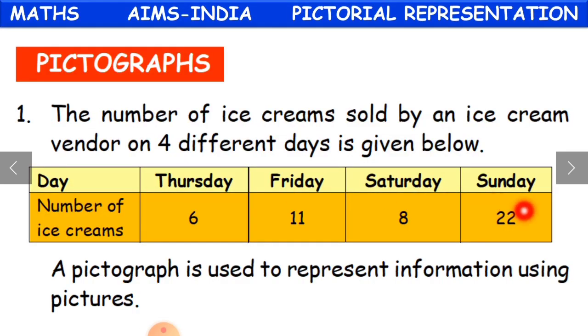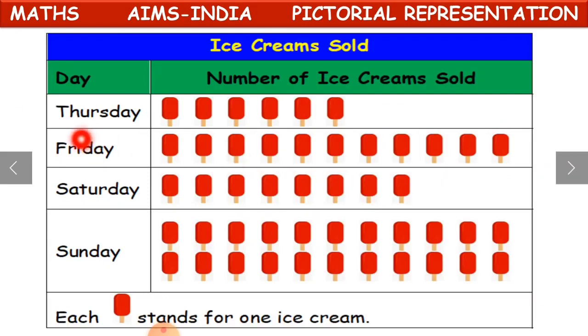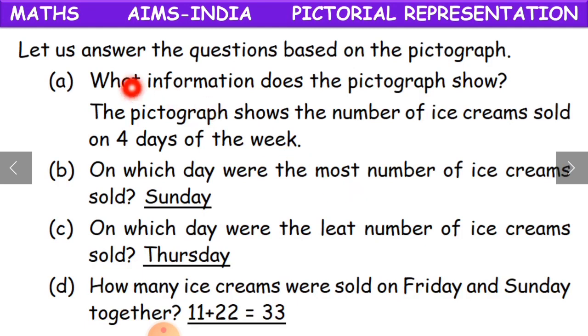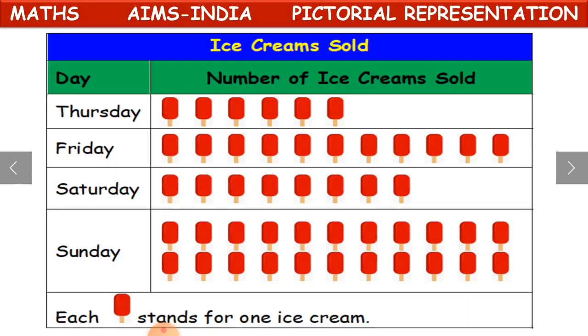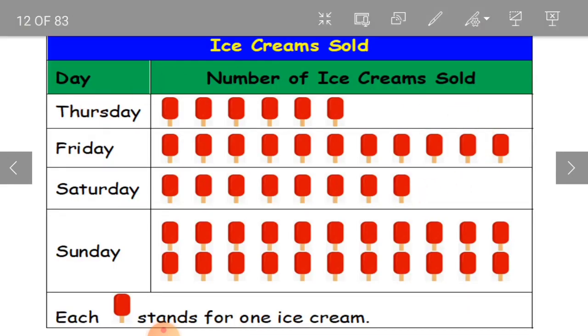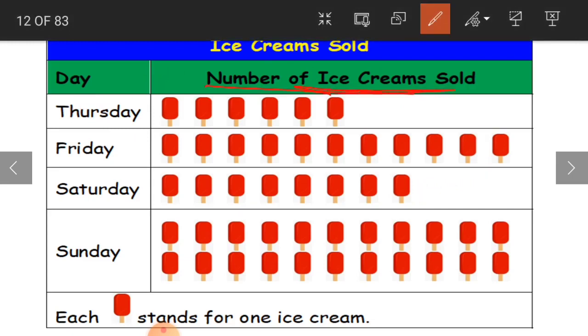Before, we just had a simple table which showed us the days and also the number of ice creams sold on those days. But using a pictograph, it is looking very interesting. Yes or no? The same information we are representing using the ice cream pictures, so that it becomes easier for us to understand, and also it looks very interesting. Now let us answer the questions based on the pictograph. What information does the pictograph show, children? See this pictograph, what is it showing? It is showing the number of ice creams sold.